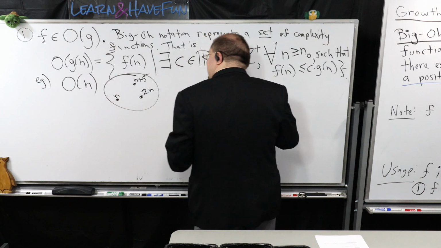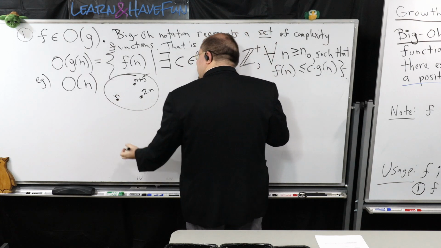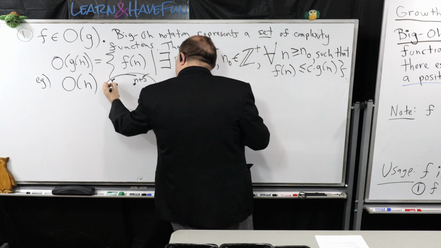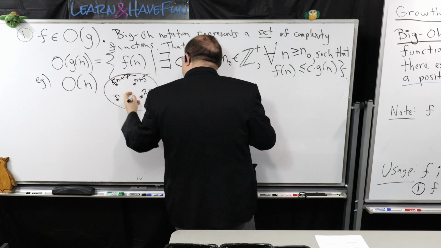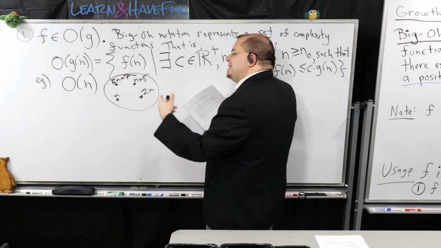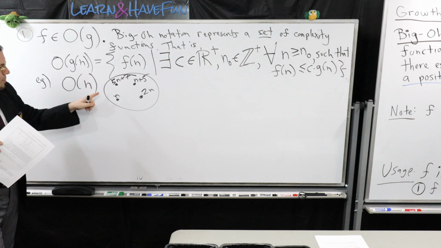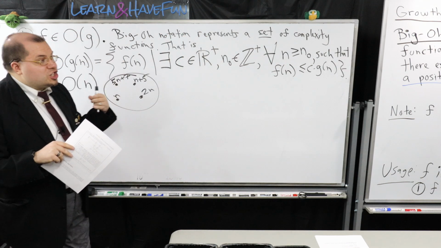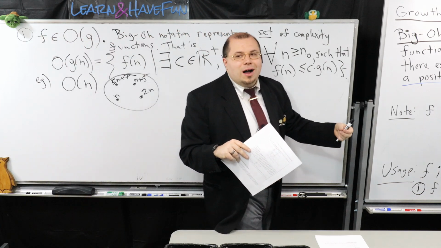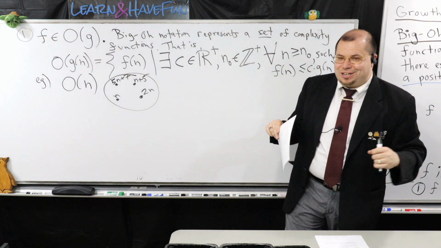N itself is in this set of functions. We have 5 times n plus 7. These are all in this set. So in fact, you could take any one of these functions here, for example, and show that it is big O of n using our definition.